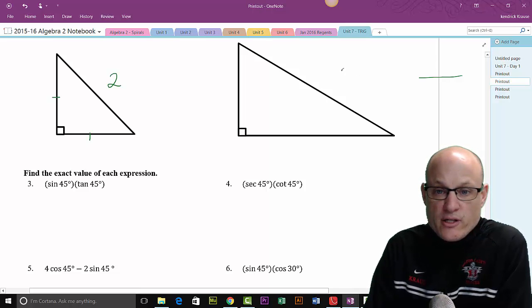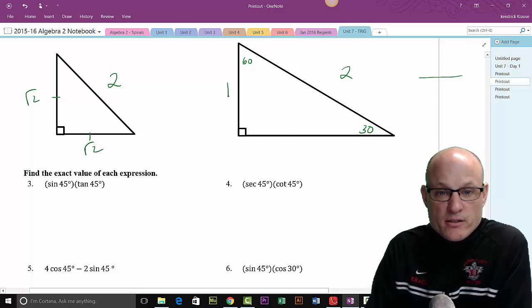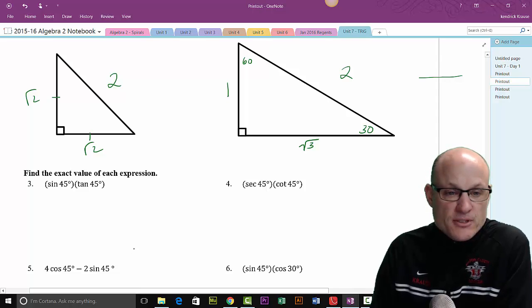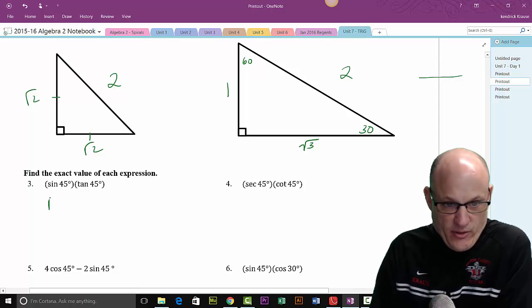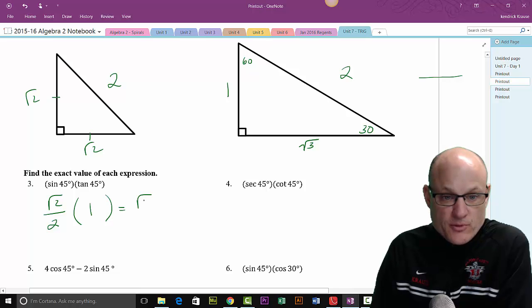2's are the hypotenuses. Square root of 2, square root of 2. This one, the opposite is 1, and the adjacent side is the square root of 3. So, sine of 45, we know that's the square root of 2 over 2. The tangent of 45, if you look above, is just 1. So this is just equal to the square root of 2 over 2.